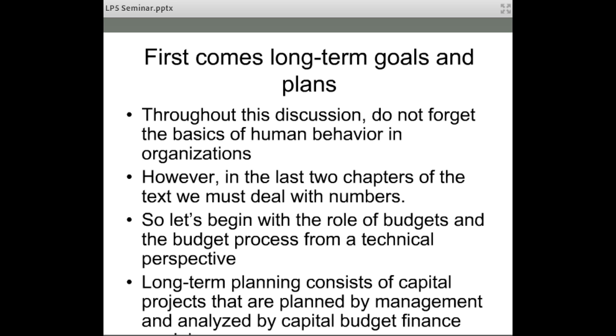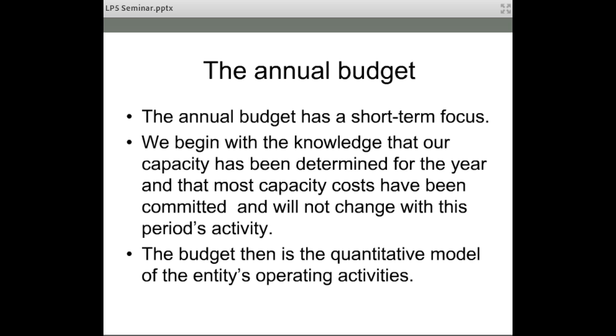Long-term planning consists of capital projects that are planned by management and analyzed by capital budget finance models. Hopefully, you've learned these models in your finance class. We're going to focus on the annual budget. The annual budget has a short-term horizon. We begin with the knowledge that our capacity has been determined for the year and that most capacity costs have been committed and will not change with this period's activity. Then, the budget becomes a quantitative model of the entity's operating activities.